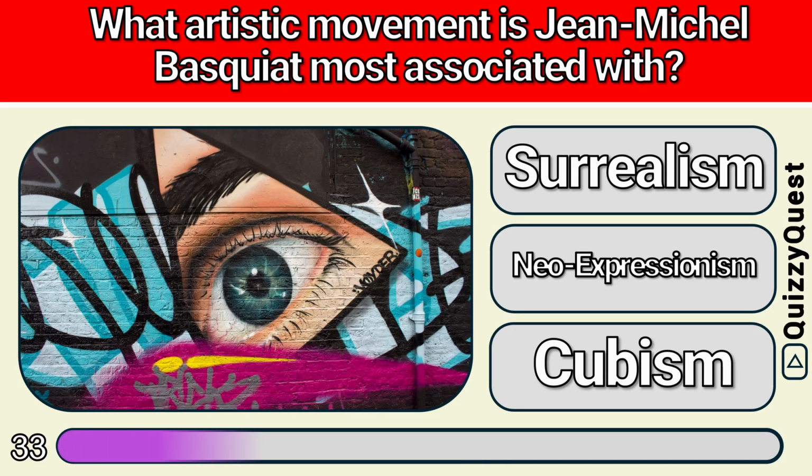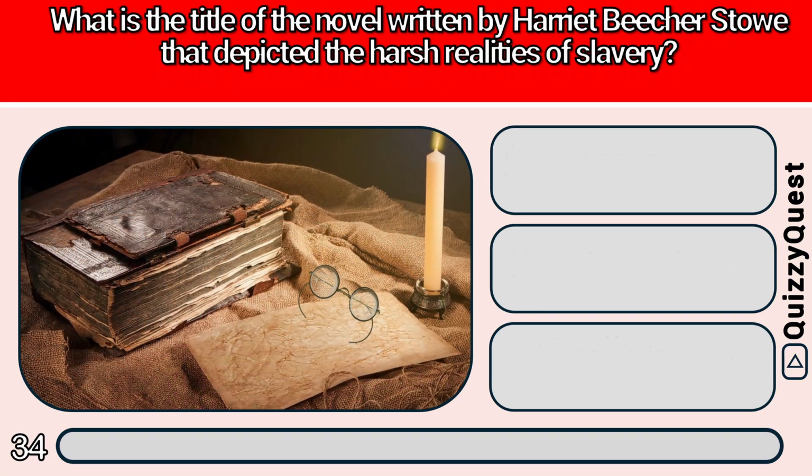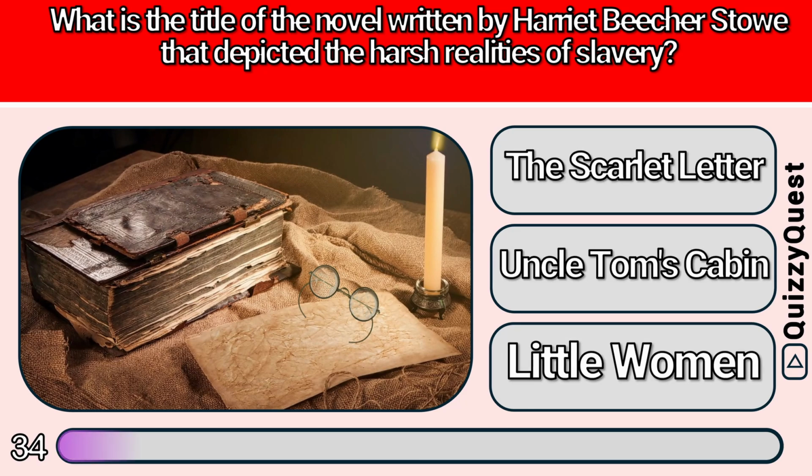Is it A, surrealism, B, neo-expressionism, or C, cubism? It is B, neo-expressionism. What is the title of the novel written by Harriet Beecher Stowe that depicted the harsh realities of slavery? Is it A, The Scarlet Letter, B, Uncle Tom's Cabin, or C, Little Women? It is B, Uncle Tom's Cabin.